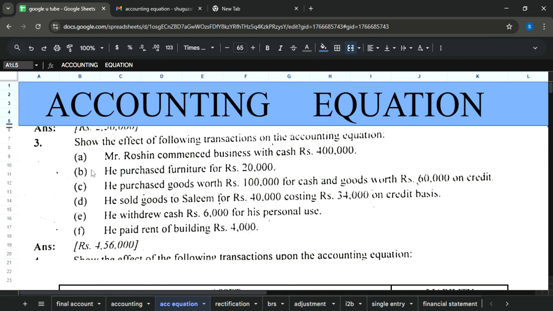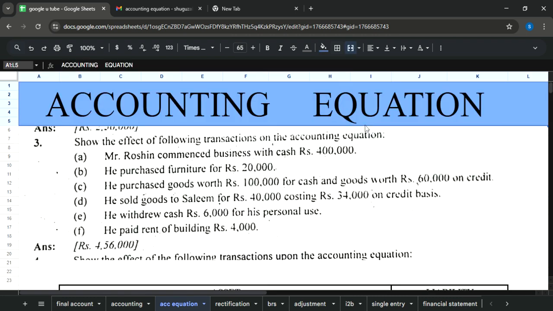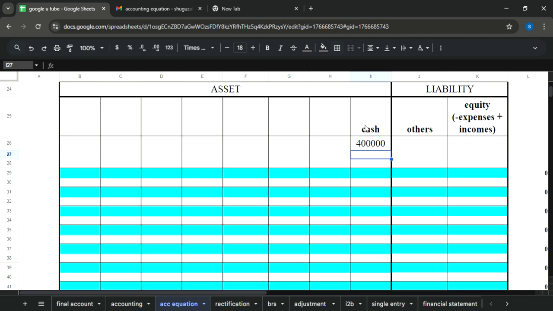Let's begin. A entry. Mr. Roshan commenced business with cash. Commenced means start. So Roshan, proprietor, started business with cash. It means cash is coming in. We will go to asset side. There we will introduce our cash column. Since cash has been introduced by the proprietor, sign would be plus. Amount is 4 lakh. So you will put 4 lakh in cash column. So one part of first entry is completed.